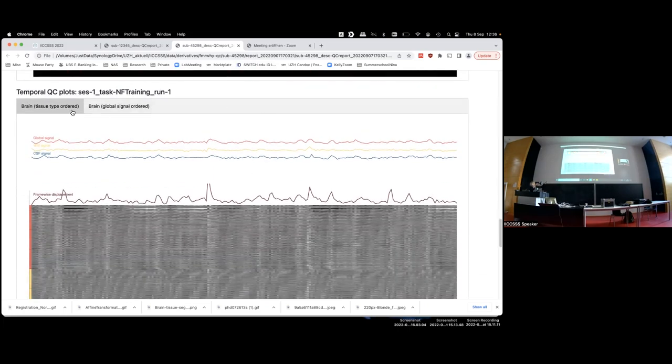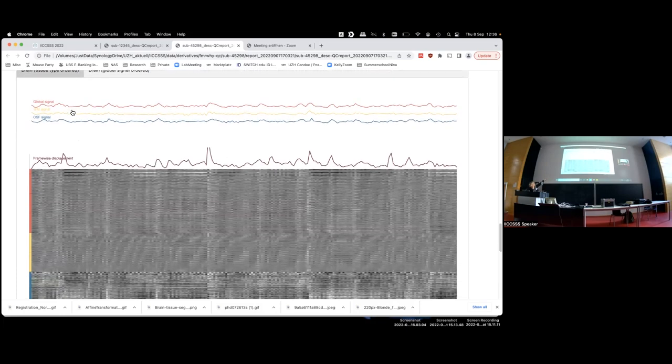And then here, with the different brain tissue types, we have an overview along the whole time series. So this is showing you time, the different volumes, and this is showing you the different brain tissue. This is the global signal. The yellow is the white matter signal, and the blue is the cerebrospinal fluid. And you see if within this brain tissue, according to this time series, there are some issues.